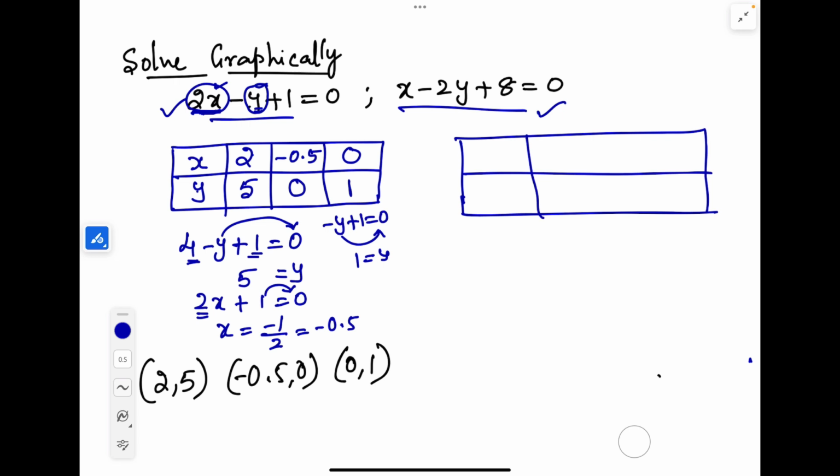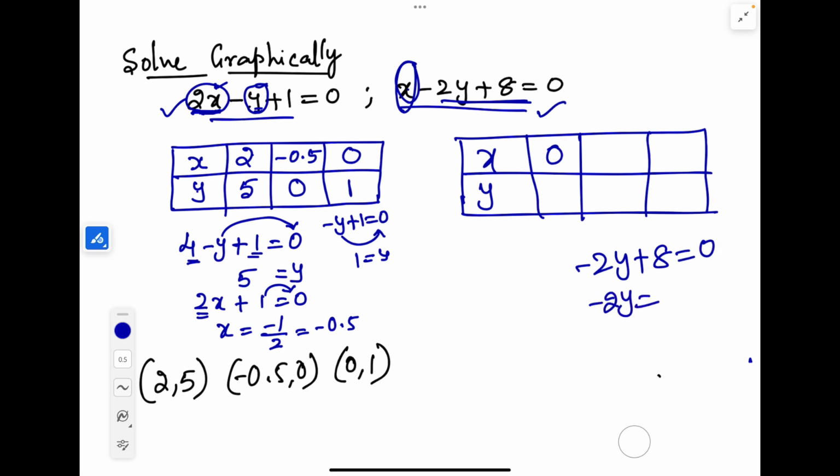Now the second equation, let us find 3 points. Let us take x value as 0. If we put x value as 0, this part will go off. We are left with minus 2y plus 8 is equal to 0. Minus 2y is equal to minus 8. y is equal to 8 by 2, which is 4. So y value will become 4.